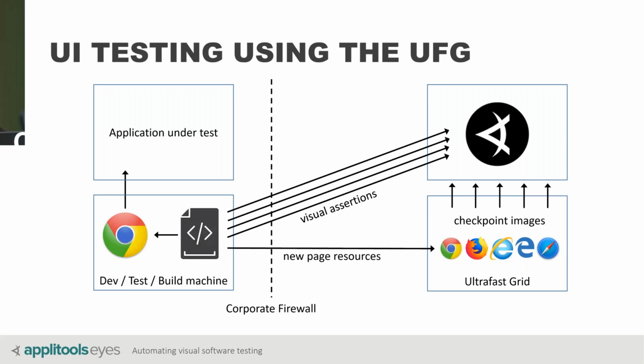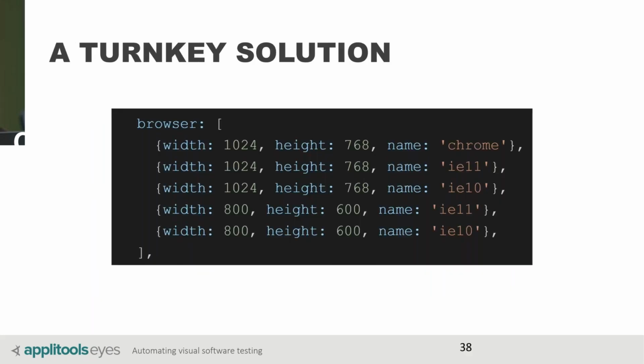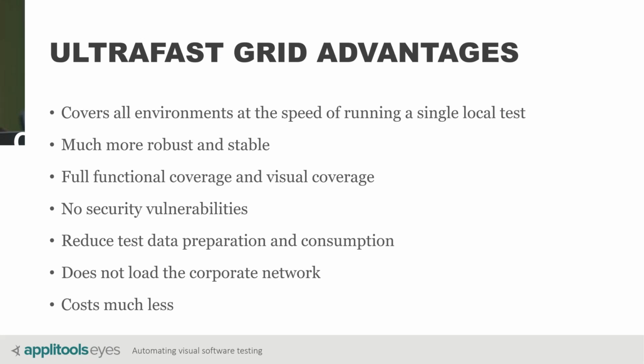The Ultrafast grid then spawns up the devices and browsers, and in parallel it renders the screenshots on all these devices and browsers. You run the test once locally, and as a result, you get the functional test results and visual test results on all the different environments that you wanted to test on. So basically you have a single test that gives you the coverage of all those environments. It's very easy to set up. You just list the environments that you want to run on in your test, and it has many advantages.